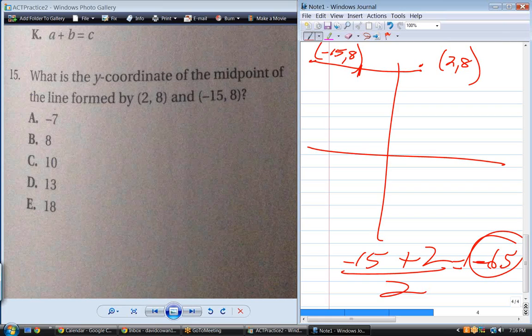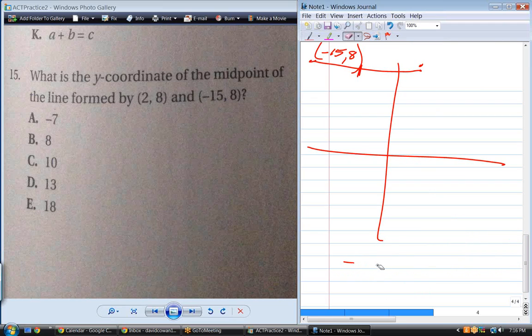Now, the other form of this question is where they give you the midpoint. Let's change the question up. And I'm going to give you the midpoint and an ending point.